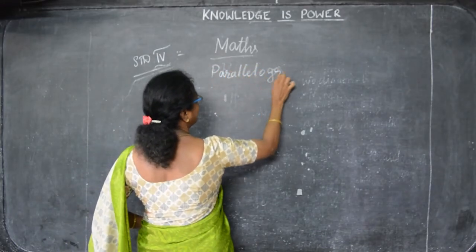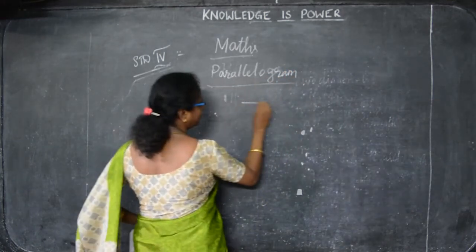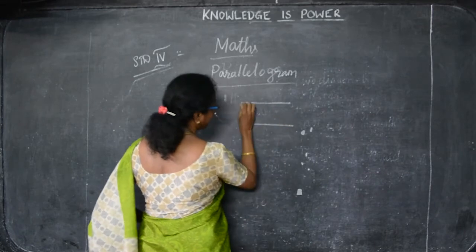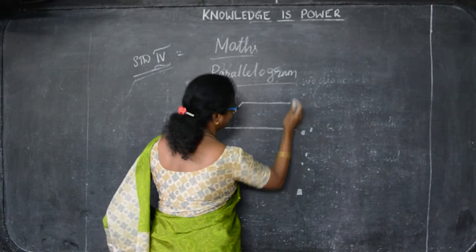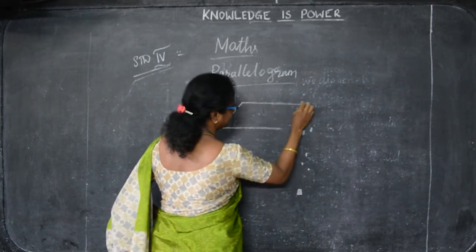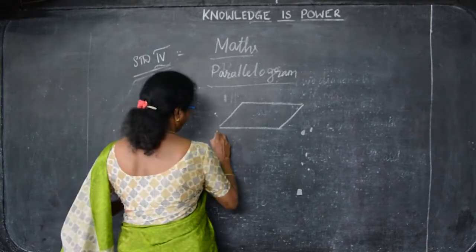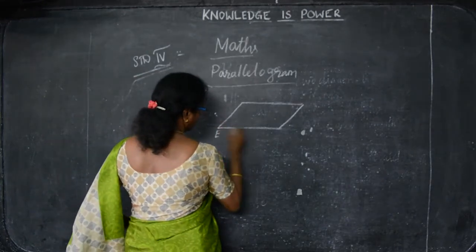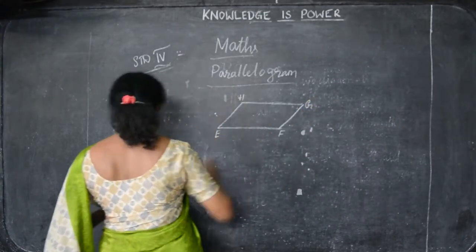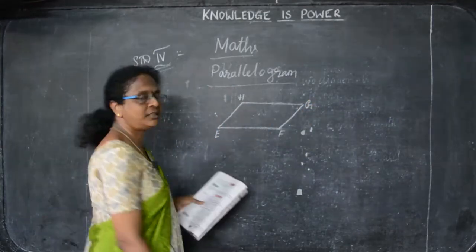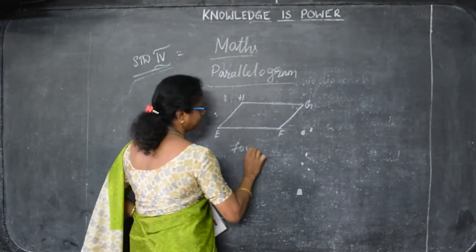Parallelogram: when the lines are parallel, that is called a parallelogram. So draw the lines like this. These are the parallel lines. So this is called the parallelogram. E, F, G and H. In this parallelogram, you don't have the diagonals, only the sides. So it has got four sides.